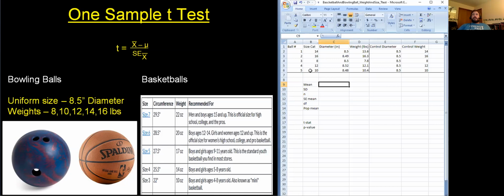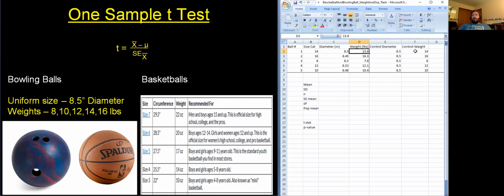We know the size categories because we ordered these from, I forget the name that we gave the ordering site. Senditdirecttoyou.com gave us a 14-pound, a 16-pound, an 8-pound, a 12-pound, and a 10-pound bowling ball, and those were marked. We know which ball that is.